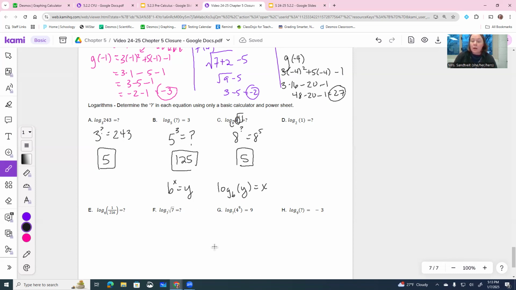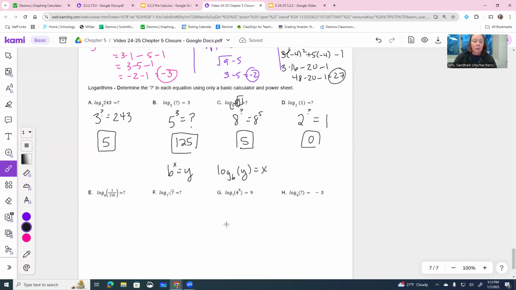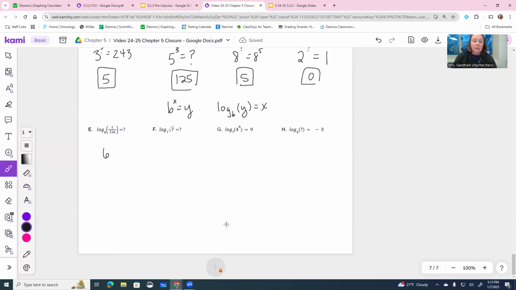All right, here I would have 2 to what power equals 1. Okay, 2 to what power? Anything to the 0 power I know is 1, so that would be 0. All right, and then this one, I have 6 to what power is 1 over 216. Okay, now I know 6 to the 3rd is 216, but the 216 is in the bottom. And if you remember our exponent rules, if I have a negative exponent, it makes it move to the bottom, and then a positive exponent. So I would need this to be a negative 3rd to make it equal 1 over 216. So my answer here would be negative 3.